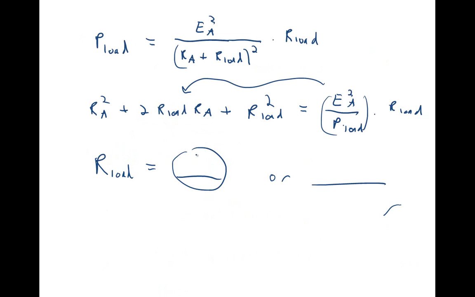Pick that one. Once you know R load, then what else do we need? We need to find the full load voltage. Well, to get there, we can find IA. That might be the easiest way to do it. And the IA is going to be EA divided by RA, which we know, plus R load, which we have just found. And so we find IA.